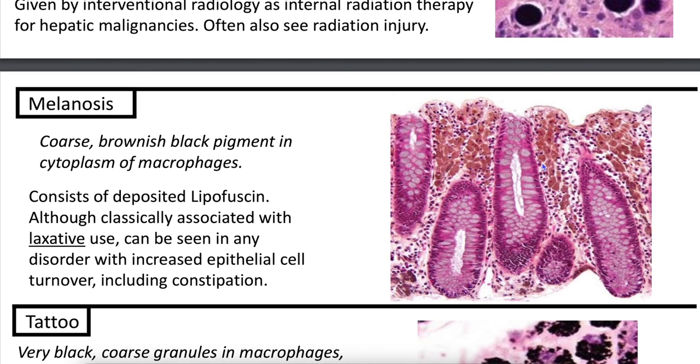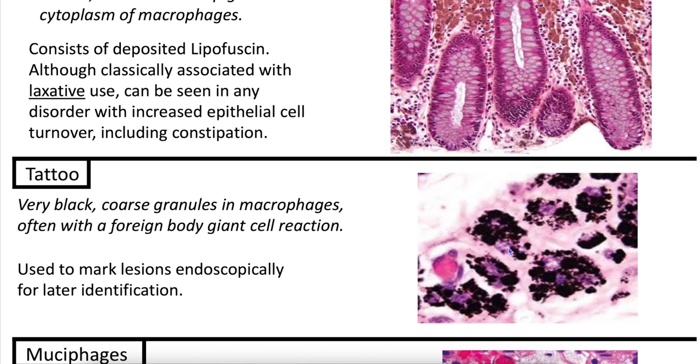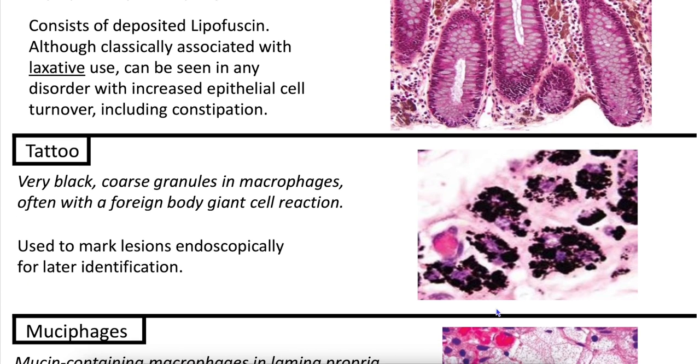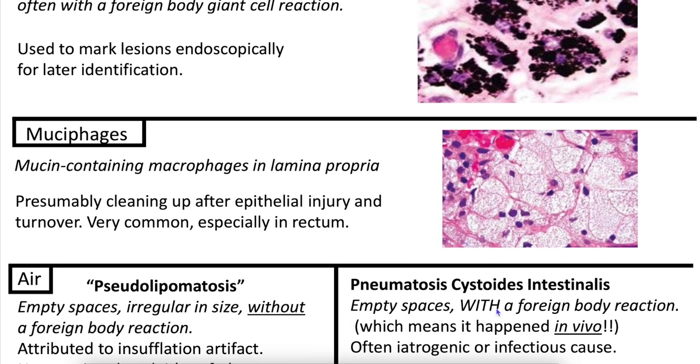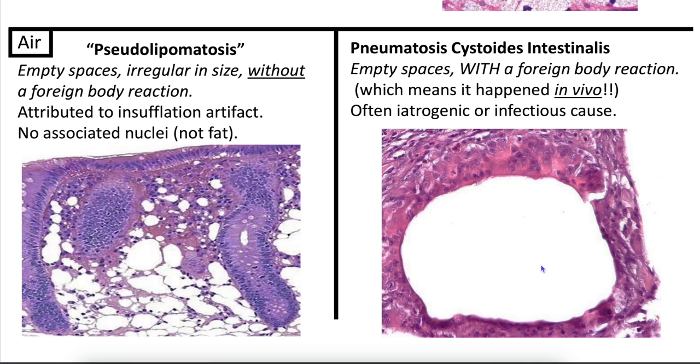Melanosis, deposited lipofuscin, associated with laxatives, but can be seen in any disorder with increased epithelial cell turnover. Tattoo, coarse granules in macrophages, used to mark lesions endoscopically. Mucophages, very common in the rectum: mucin-containing macrophages in the lamina propria. Pseudolipomatosis, air, empty spaces, irregular in size without a foreign body reaction. Pneumatosis cystoides intestinalis, empty space with a foreign body reaction, happens in vivo, often iatrogenic or infectious cause.